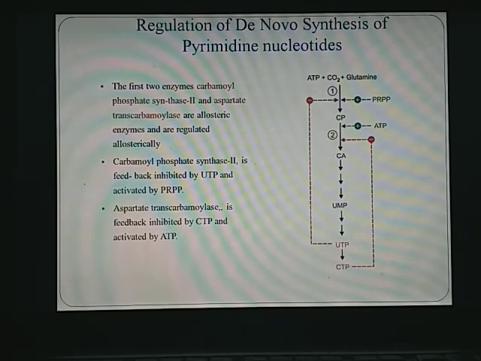In the same way, aspartate transcarbamylase is the second enzyme, which is feedback inhibited by CTP and is activated by ATP. So the regulation of pyrimidine nucleotide synthesis is mainly by allosteric regulation or feedback regulation, where UTP and CTP act as inhibitors and phosphoribosyl pyrophosphate and ATP act as activators.